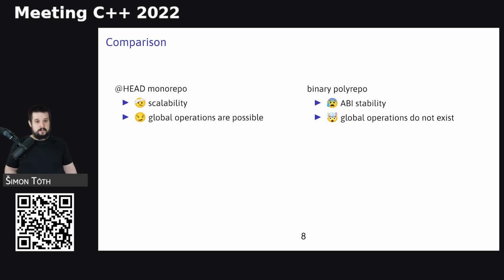With the binary polyrepo, we effectively disallow global operations completely. Each project is its own isolated bubble. So we really need to step outside of the system to reintroduce any sort of global coordination. In practical terms, there will be a lot of this coordination and possibly some top-down company mandates.